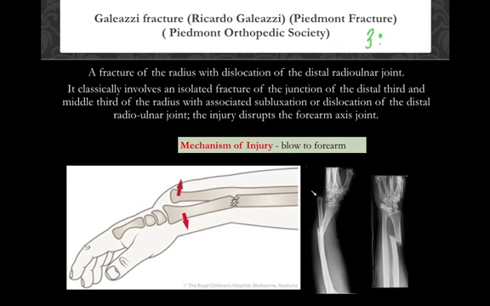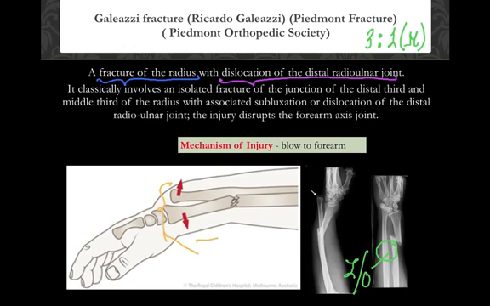The next injury that we talk about is the Galeazzi fracture. Galeazzi is 3 times more common than the Monteggia, its counterpart. Galeazzi fracture consists of 4 parts. Number 1, fracture of the lower part of radius. Number 2, dislocation of the distal radioulnar joint. Number 3, there is damage to the interosseous membrane. Number 4, there is damage to the triangular fibrocartilage complex at the wrist joint.